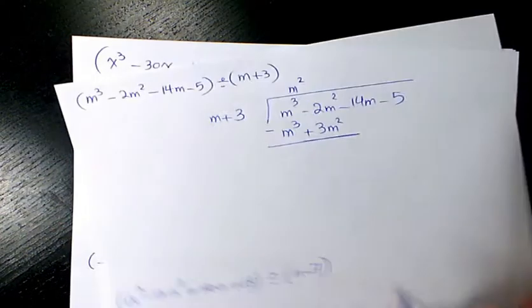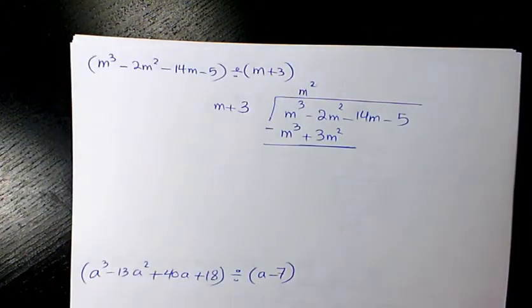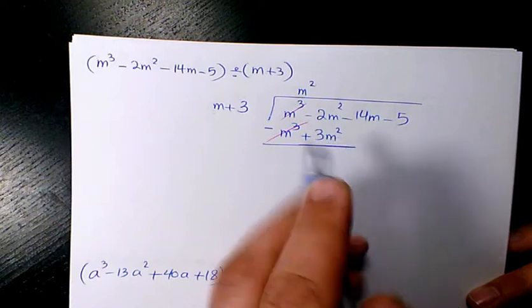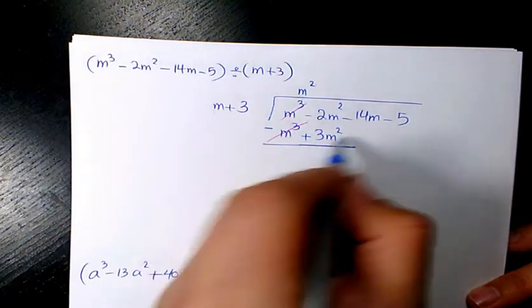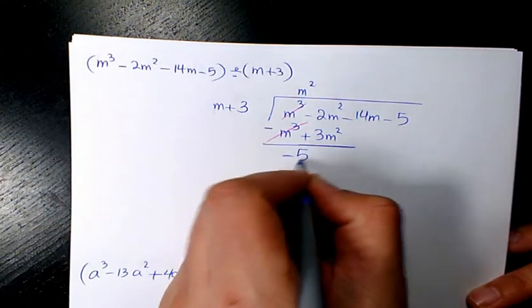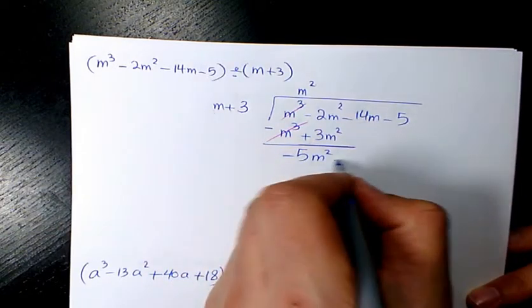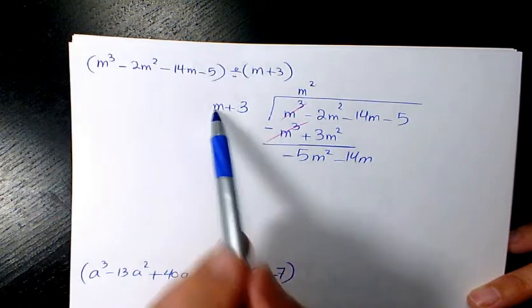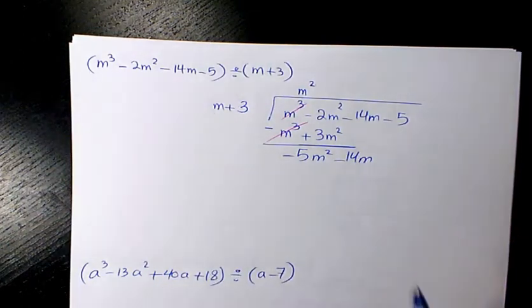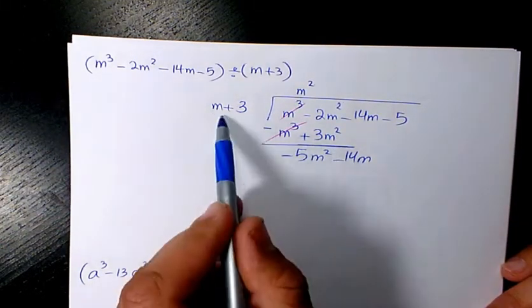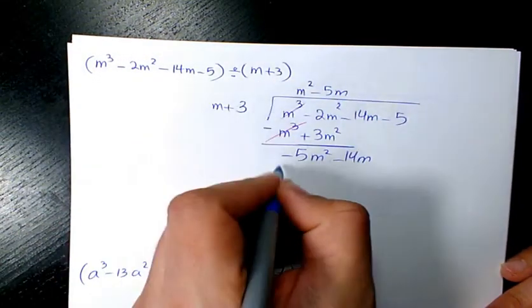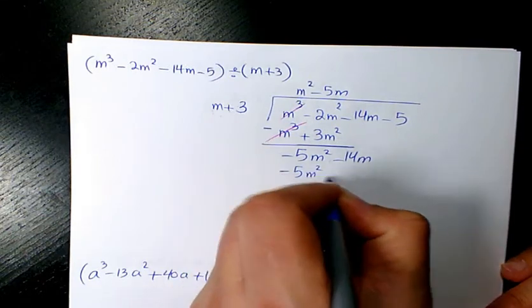Then you need to subtract it. m cubed minus m cubed cancel out. Negative 2m squared minus positive 3m squared is going to be negative 5m squared. Then you need to bring the next number down. Again, because we have two numbers here, we need to always have two numbers. Negative 5m squared divided by m will be negative 5m. When you multiply, it is negative 5m squared minus 15m.